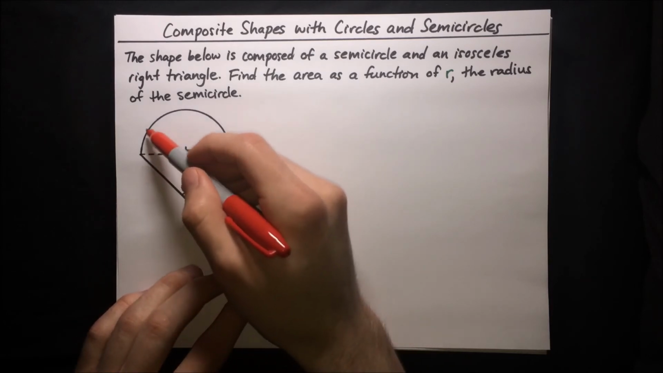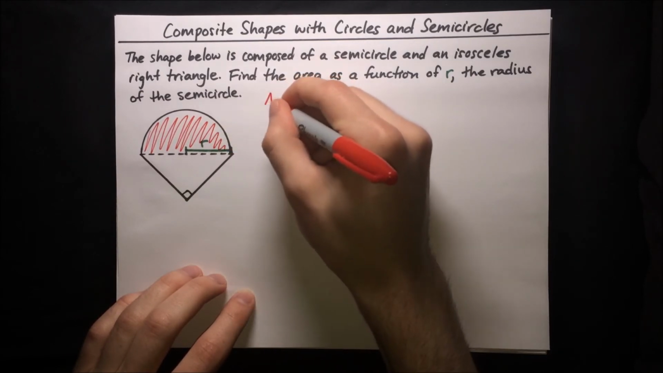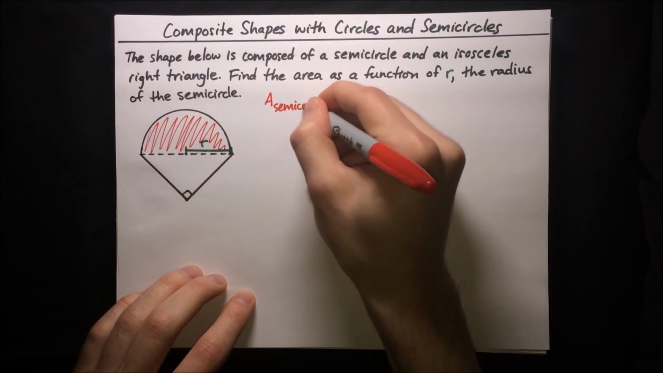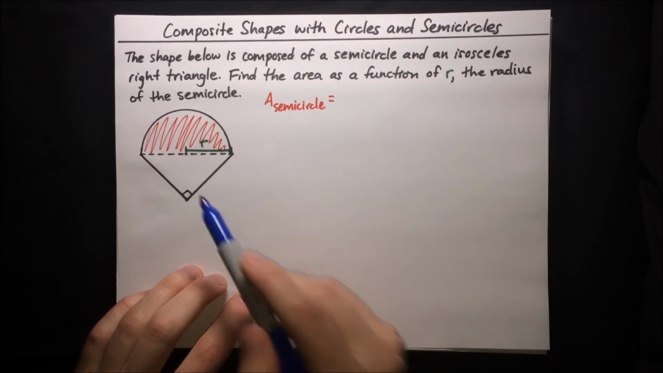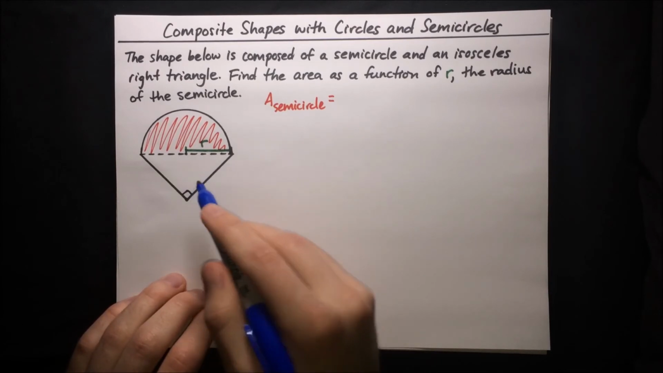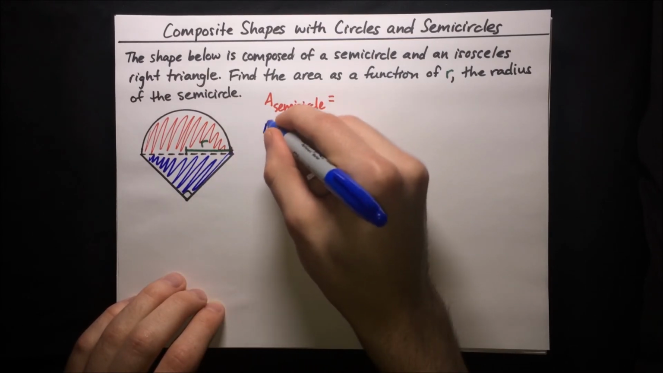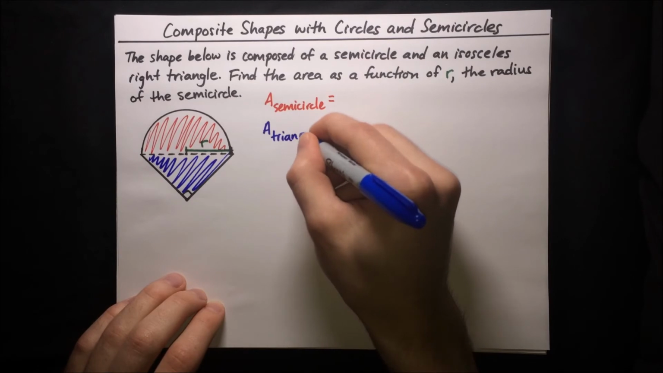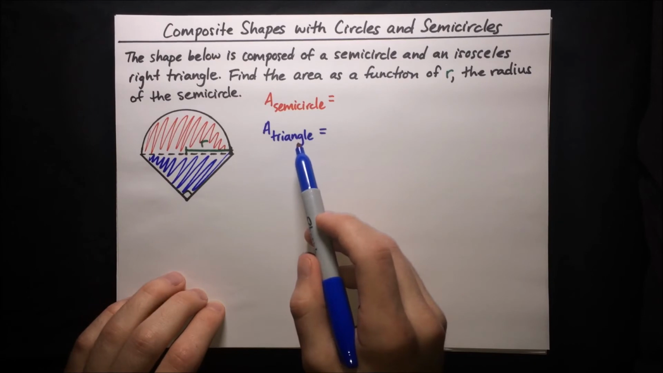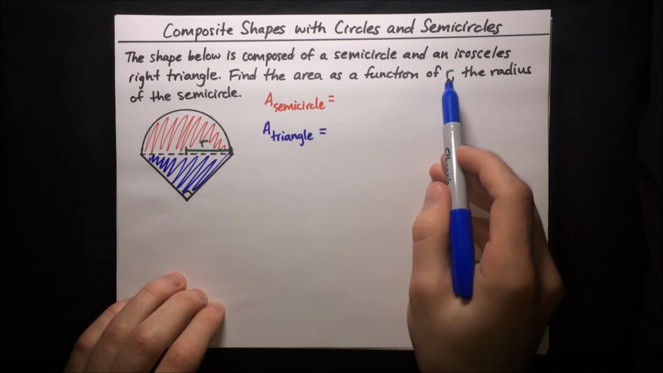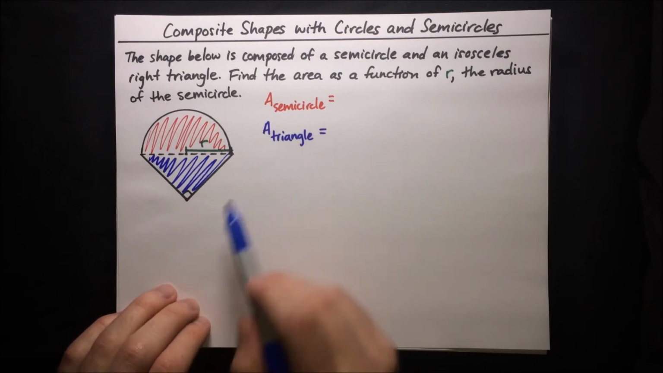So first of all, let's look at the semicircle. We'll shade that in red, and then we'll write area of semicircle, and we'll find that. But let's take inventory of the other shape also. The other shape is the triangle. We'll put that in blue, and then let's write area of triangle below here. So we're going to find the area of the semicircle, we're going to find the area of the triangle. We'll find them both in terms of r, the constant. We'll just carry that through our computations, and then we'll find the total area by adding both of our results here.